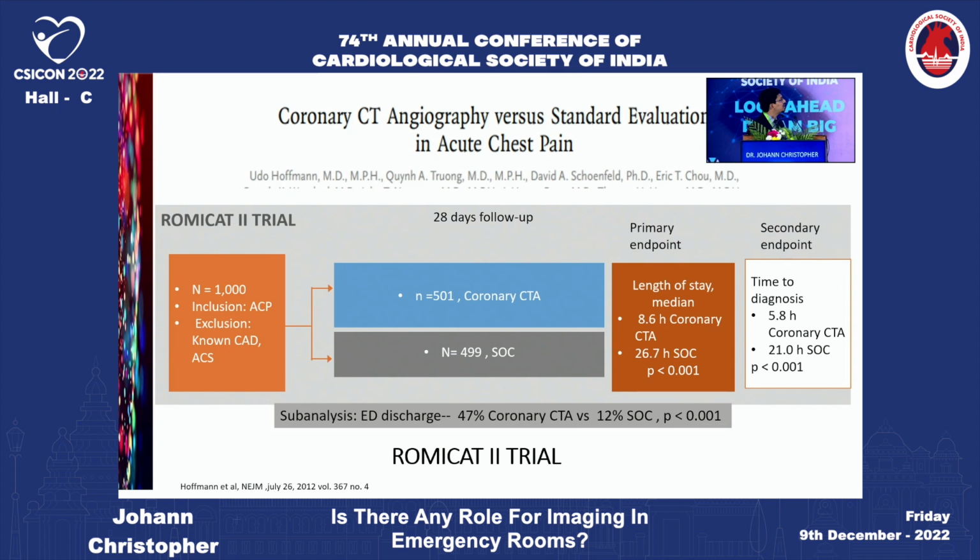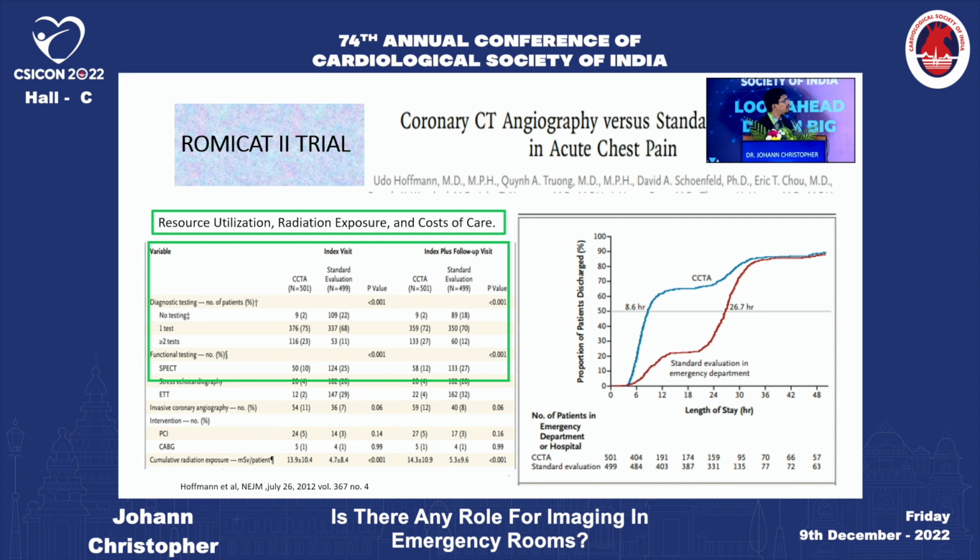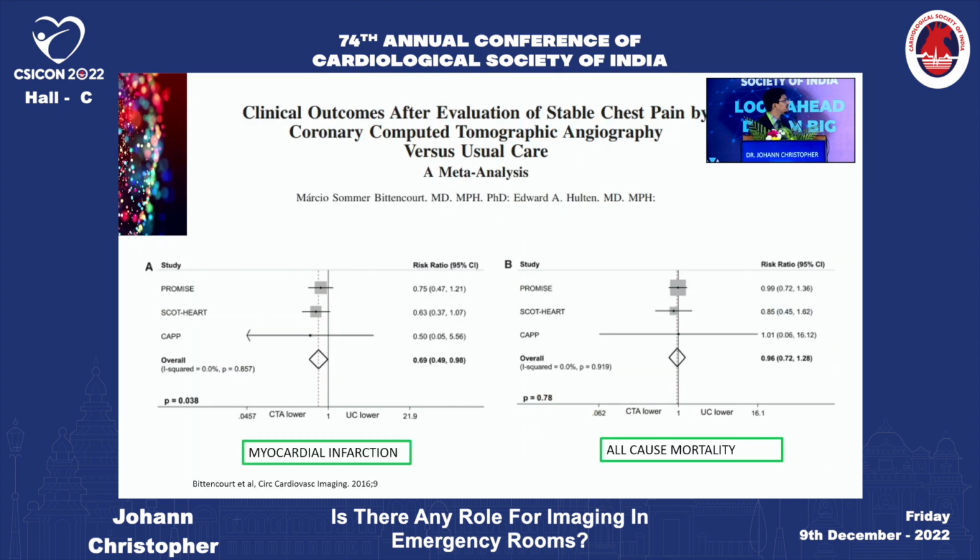The ROMICAT trial, again by Udo Hoffmann, large number of patients, 500 in each group, again looked at the length of stay, looked at the time to diagnosis, and what we really found was that the patients on the CT group had a shorter stay, they could get back home early, and the downstream testing was also less, showing you that it was a very, very good tool in the emergency department.